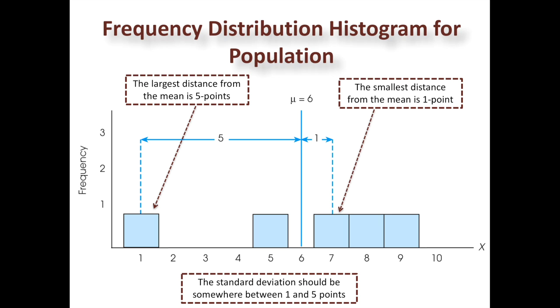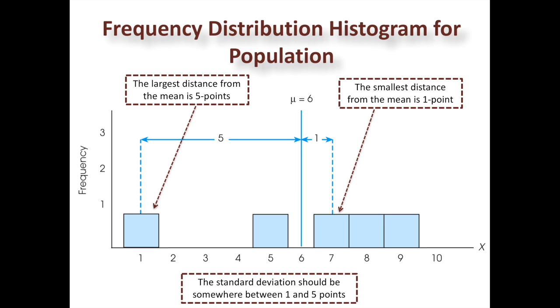All right, take a look at this histogram here. We have the average, the population mu is 6, but we have an outlier over there, the 1. The largest distance between the average, 6, and the score that's farthest away is 5 points, because you have one person scoring a 1 and an average score of 6. That 5 is the maximum you're going to have for standard deviation, because you don't have any scores farther than that.